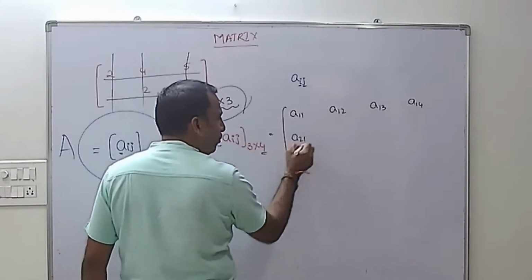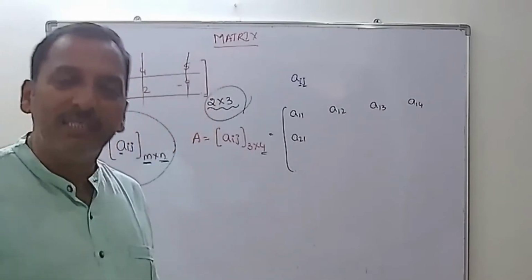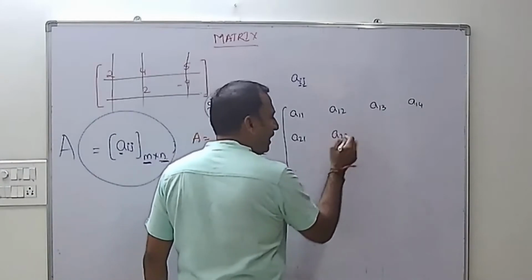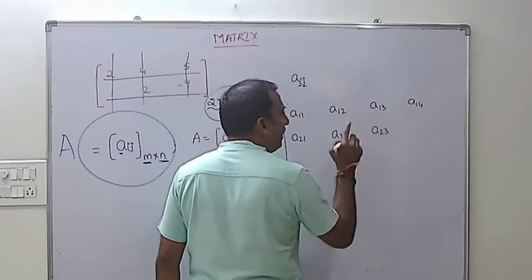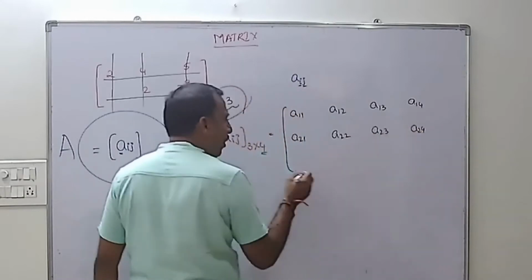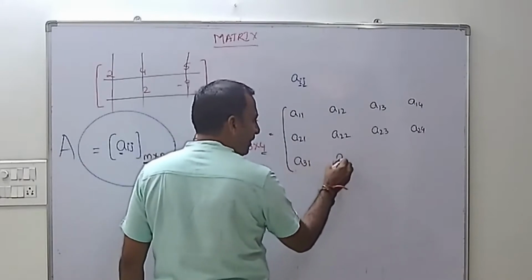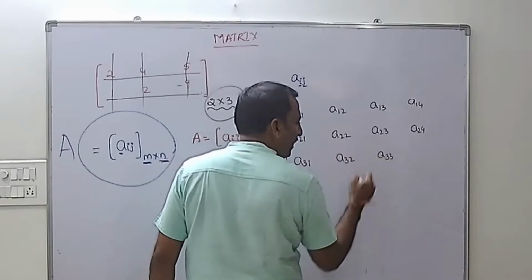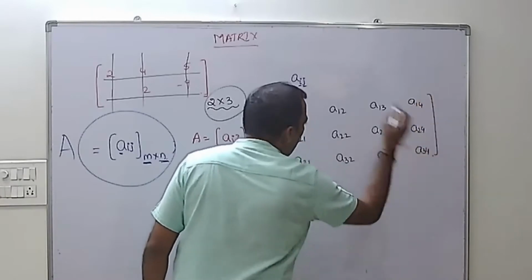Next, A21. What does A21 mean? It is the element belonging to the second row, first column. A22, second row, second column. A23, second row, third column. A24, second row, fourth column. A31, third row, first column. A32, third row, second column. A33, third row, third column. A34, third row, fourth column.